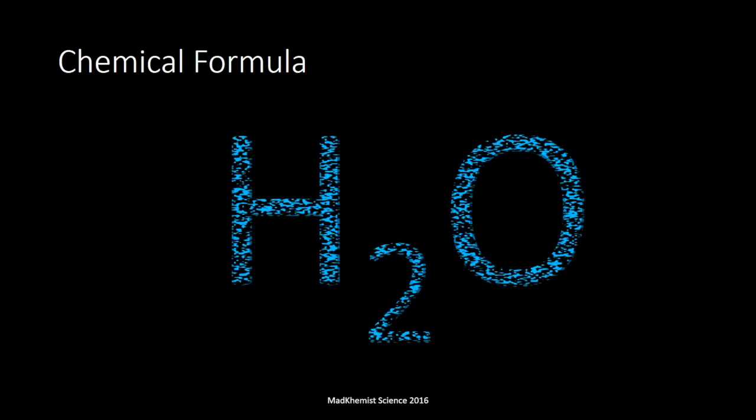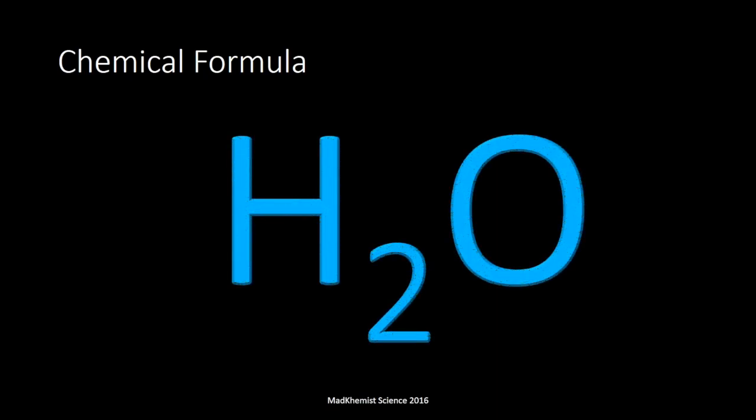Looking at the chemical formula, you can tell what elements and how many are present. The H tells us that we have a hydrogen. The subscript 2 tells us that there are 2 hydrogens. And then the O, with the lack of a subscript, tells us that there is 1 oxygen. The whole formula for water tells us that for every 2 hydrogen atoms, there is 1 oxygen atom.